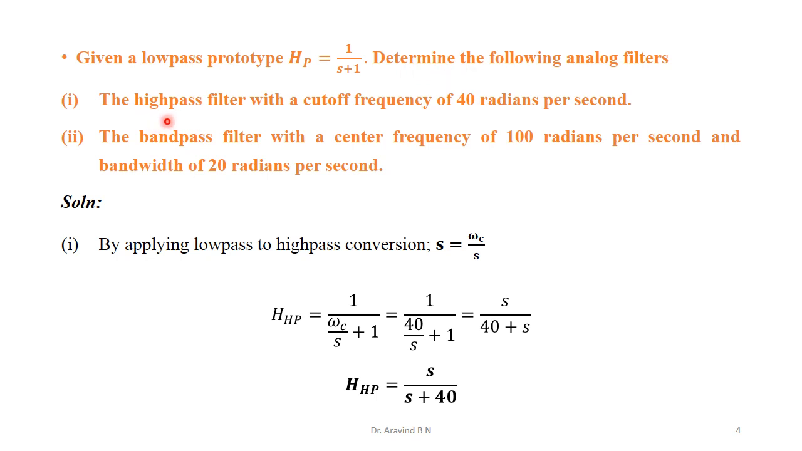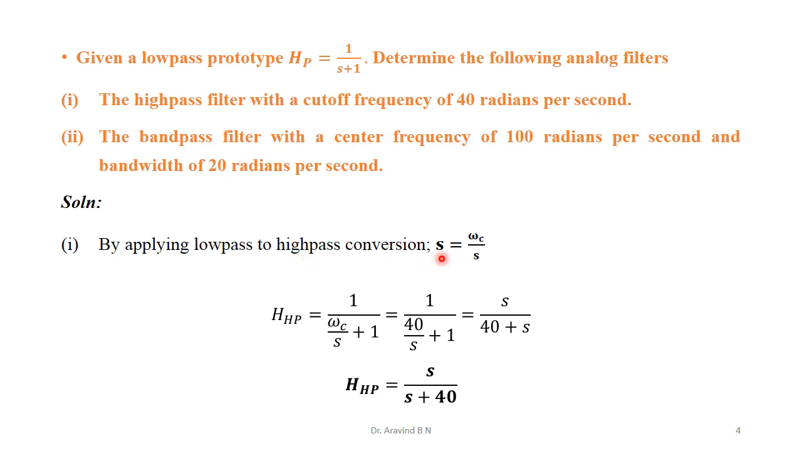First one, the high pass filter with cutoff frequency of 40 radians per second. Second one, the band pass filter with a center frequency of 100 radians per second and the bandwidth of 20 radians per second. Now let us start with the first one, that is low pass to high pass conversion.